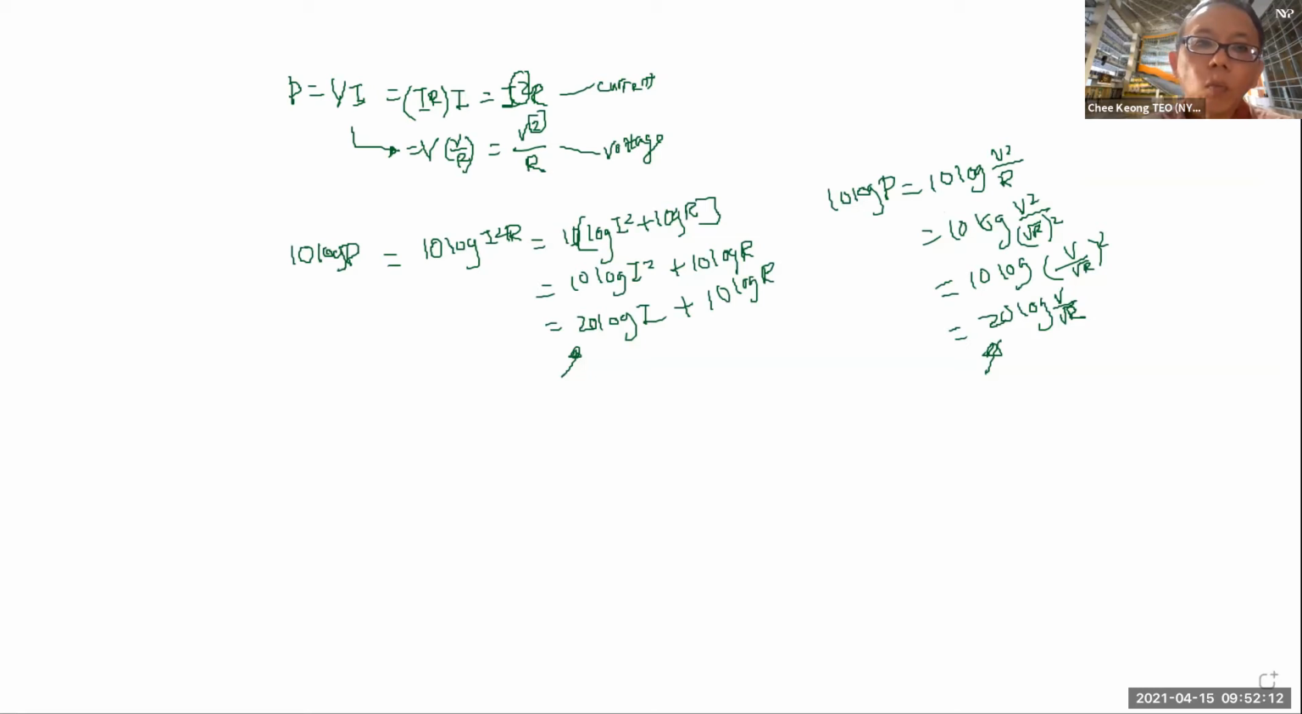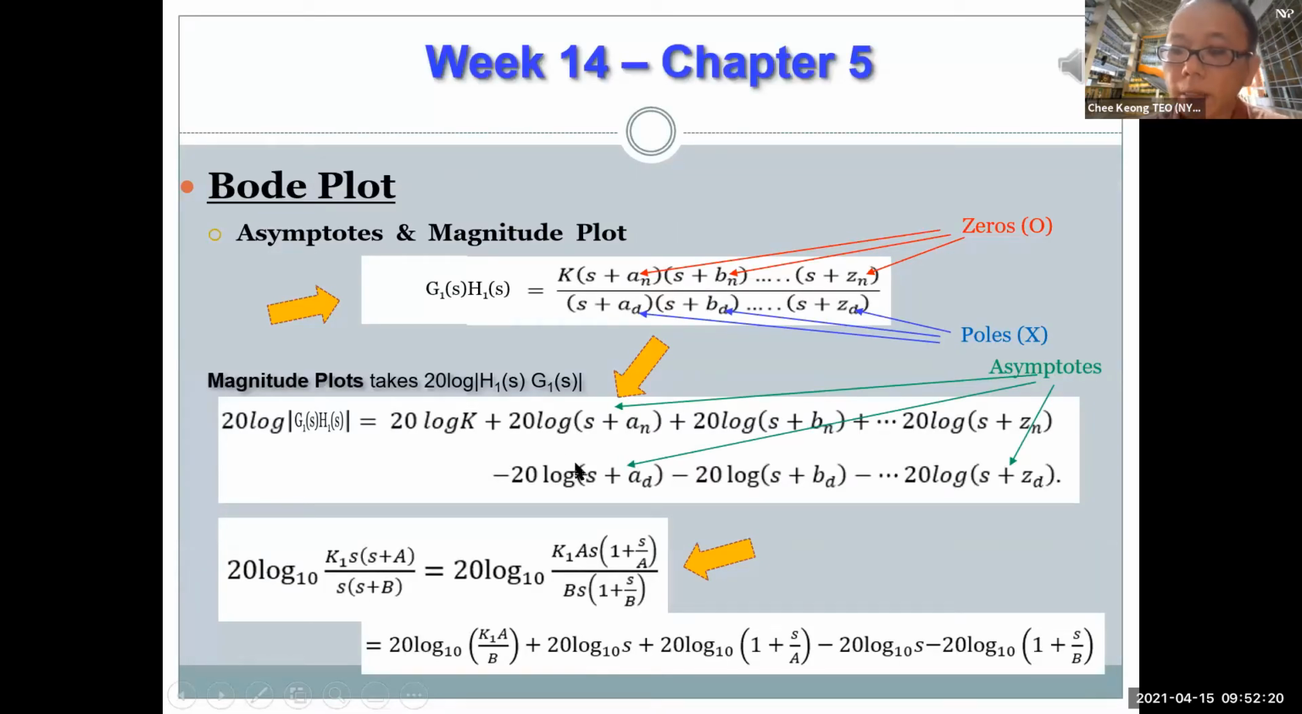Okay, so that explains why 20 log is used, because in our Bode plot, we are always using voltages, or in any circuit analysis, you always use the voltage domain. You don't strictly calculate power. So therefore, 20 log is being used.